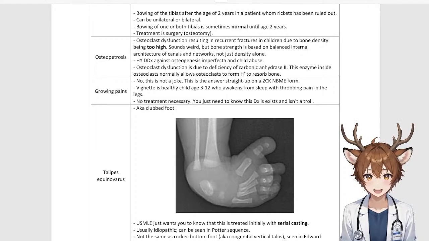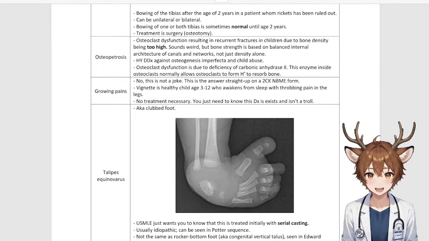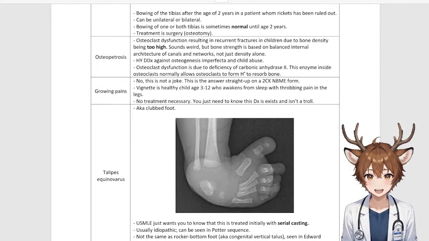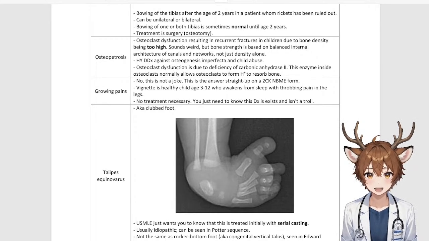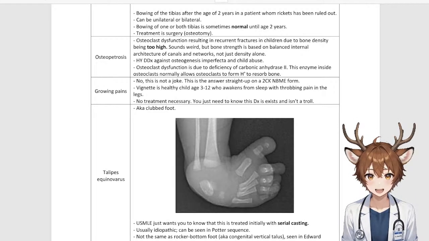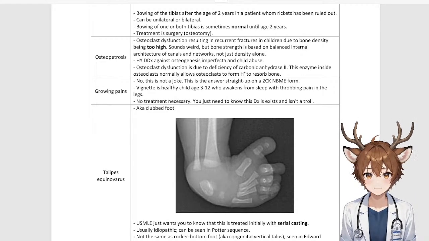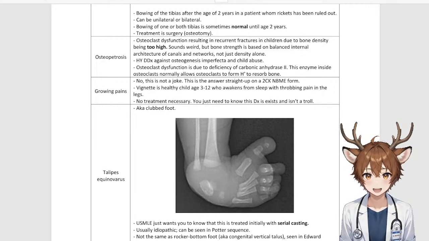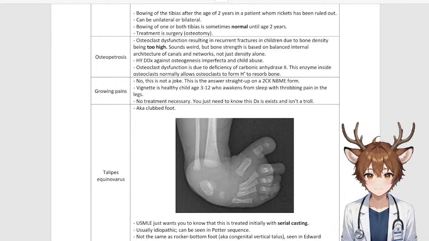Petrosis, Peter. Peter is the rock of the church, right? He's the rock the church is going to be founded on. He's the rock. Petrosis. The bone, osteo, becomes like a stone, petrosis. It's very dense, so dense in fact it actually undermines its function essentially.